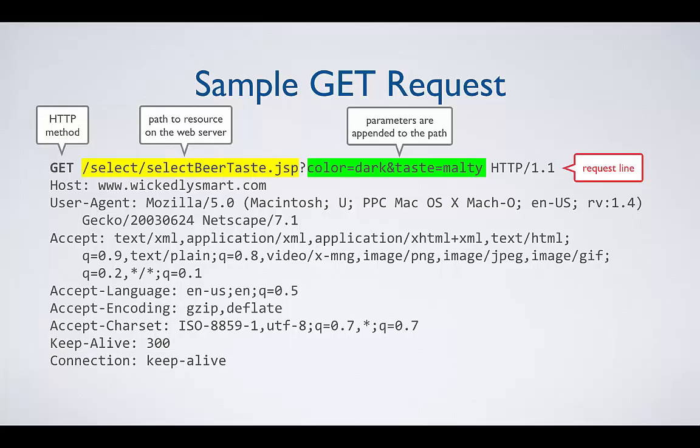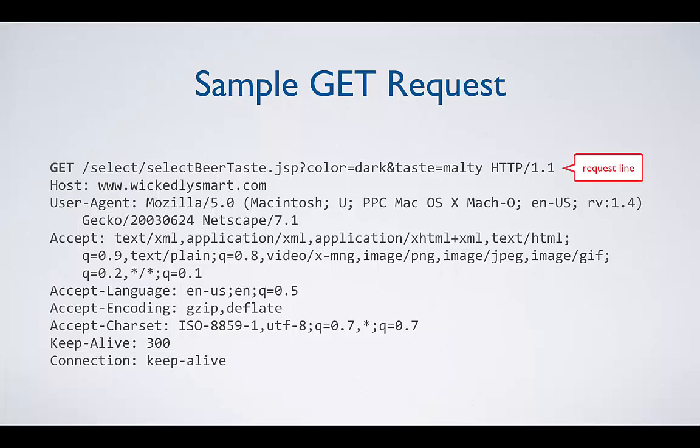The parameters come after a question mark and are separated by an ampersand. In this example, we have two parameters. The first parameter is named color, and it has the value dark. The second parameter is named taste, and it has the value multi. At the end of the request line, we have the protocol version that the client is using.